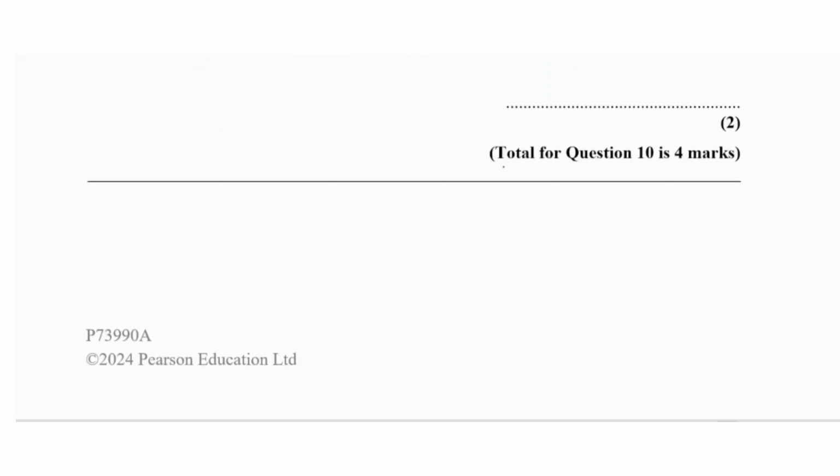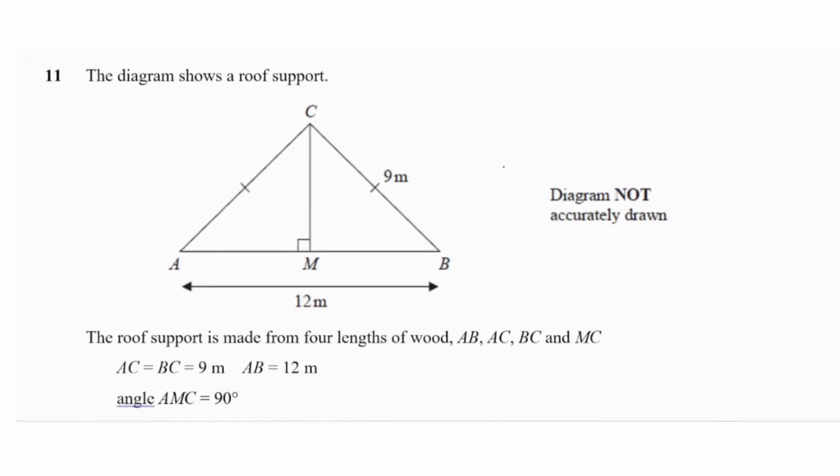Next question is number 11. Number 11 says the diagram shows a roof support. The roof support is made from 4 lengths of wood: AB, AC, BC, and MC. AC is equal to BC is equal to 9. This is also 9 centimeters, and AB is equal to 12 centimeters. It means this part is 6 centimeters and this part is 6 centimeters. Angle AMC is 90 degrees, so this angle is a right angle.